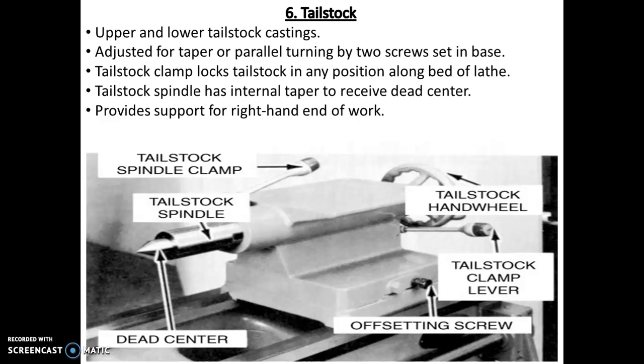Tailstock. It is a movable part located opposite to the headstock on the base of the bed. It is used for two purposes: to support the free end during machining, and to hold tools for performing operations like drilling, reaming, and tapping.